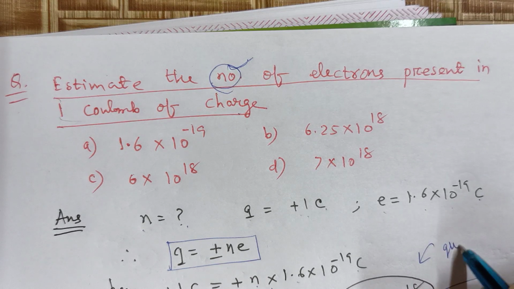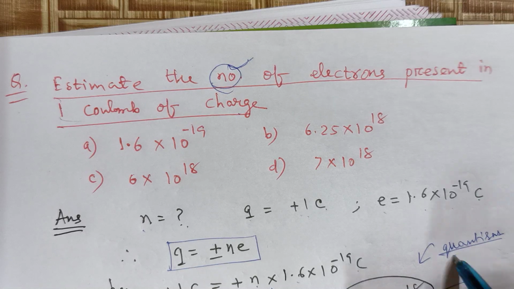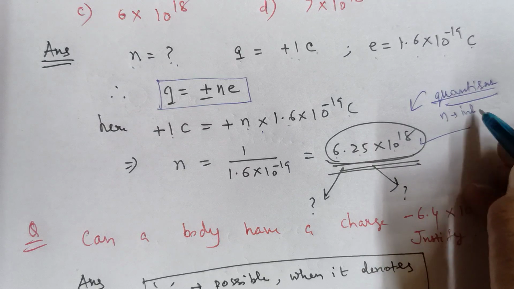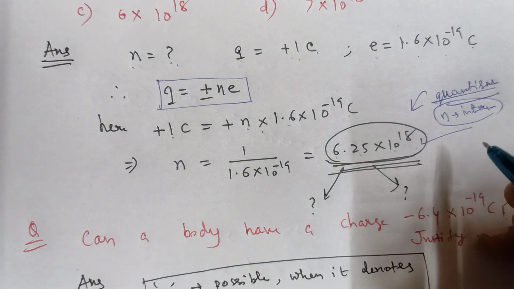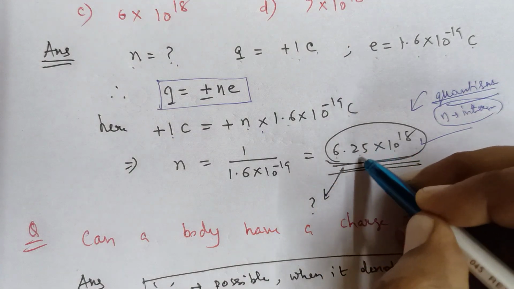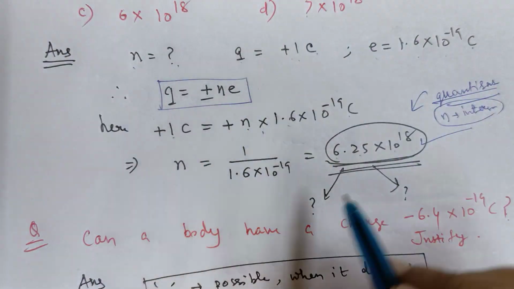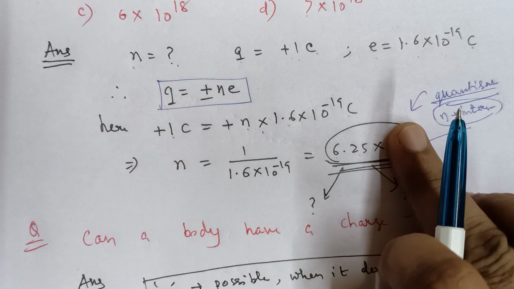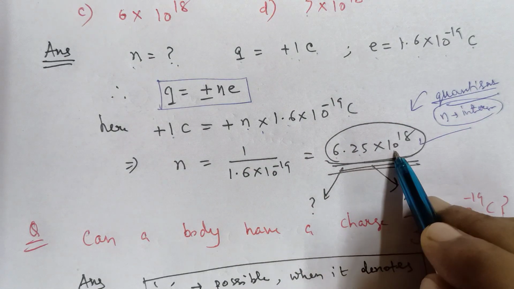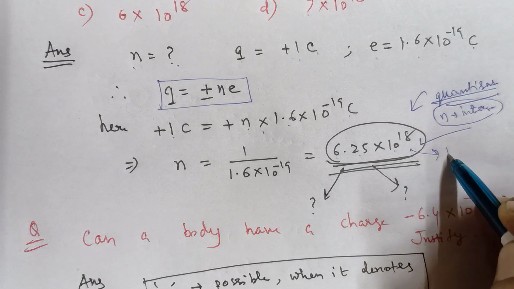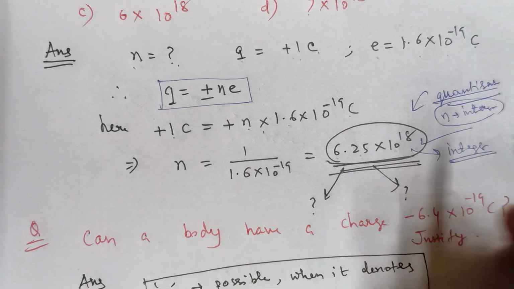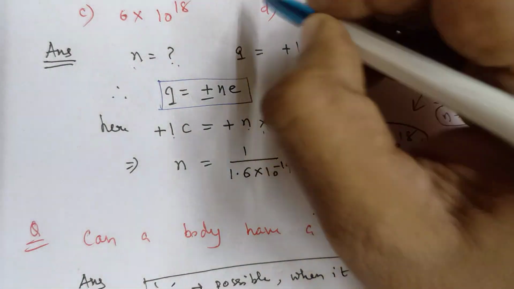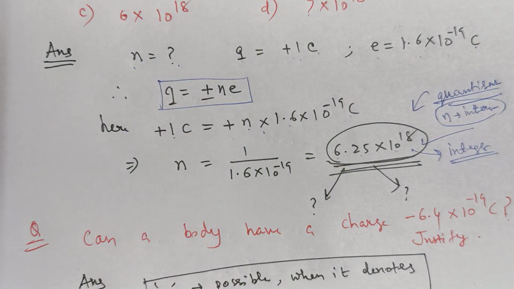Just to recall the quantization principle: what is the quantization principle? Quantization principle means N should be an integer. So students get confused about 6.25. They think this may be wrong, so they write either 6 or 7. But mark carefully: 6.25 is a fraction, not a whole number. I agree with you. But 6.25 into 10 to the power 18 is a pure number, an integer. So it is not necessary to round 6.25 to 6 or 7. Your correct answer is 6.25 into 10 to the power 18.